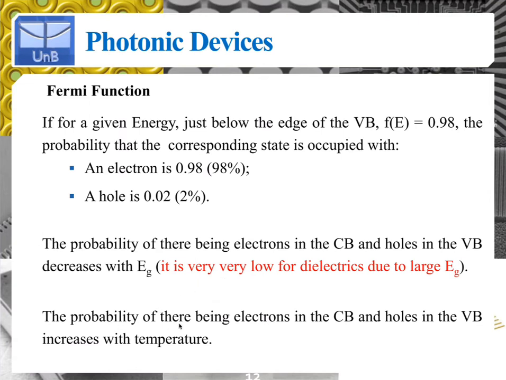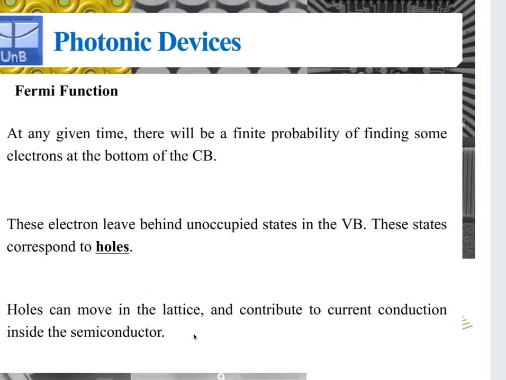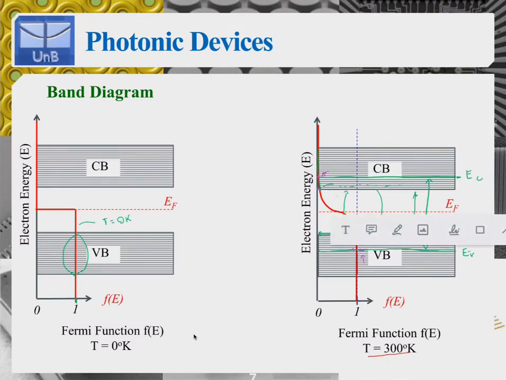Now, also, the probability of there being electrons in the conduction band and holes in the valence band increases with temperature. So you can check this by plotting the Fermi function. If you plot this for different values of T and you increase the temperature, you can do this in MATLAB, for example, you will find that as the temperature increases, the curve becomes smoother and smoother. So let's say for a higher temperature than 300 K, this curve might look something like this. I'm extrapolating a little bit here, but it would be even smoother.